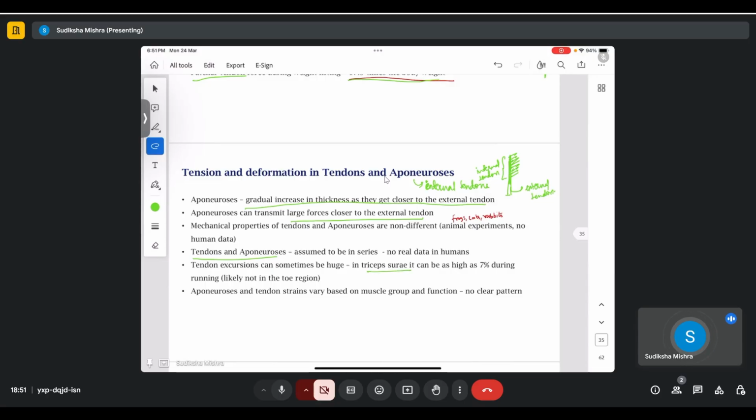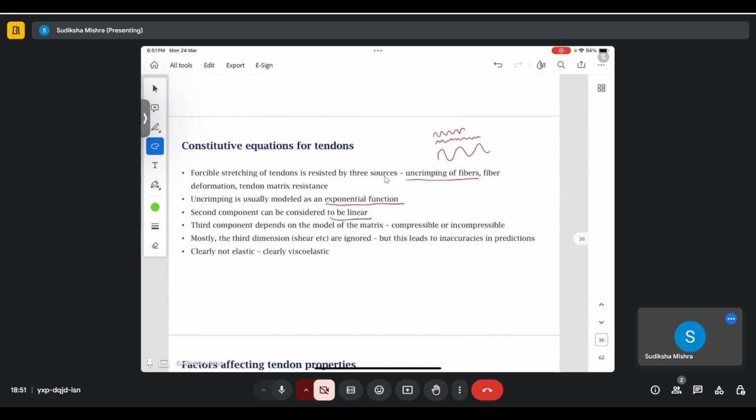Tendon stresses or tendon excursions can be huge. In triceps surae, strain can go as high as 7% during running, which is not in the toe region. Whatever occurs during daily activities usually lies in the toe region, whereas competitive sports or very high intensity sports are usually in the linear region. Aponeurosis and tendon strains vary based on muscle group and function. However, there is no clear pattern, no group-function relation or strain-function relation.